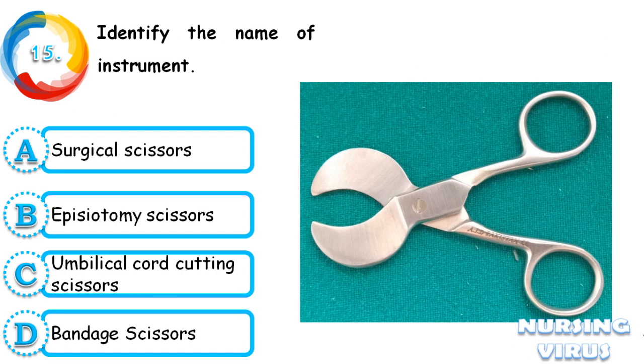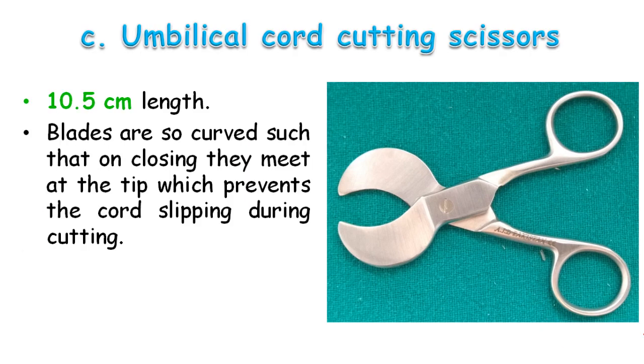15th image, identify the name of the instrument: surgical scissor, episiotomy scissor, umbilical cord cutting scissor, and bandage scissor. The correct option is umbilical cord cutting scissor. The rationale is, this instrument has a length of 10.5 centimeters. The blades are curved. So this blade has a curved shape.